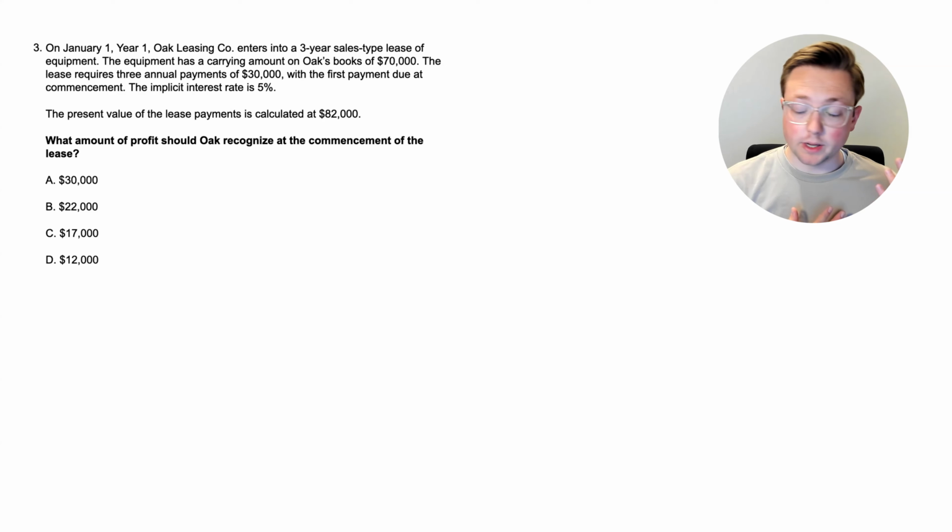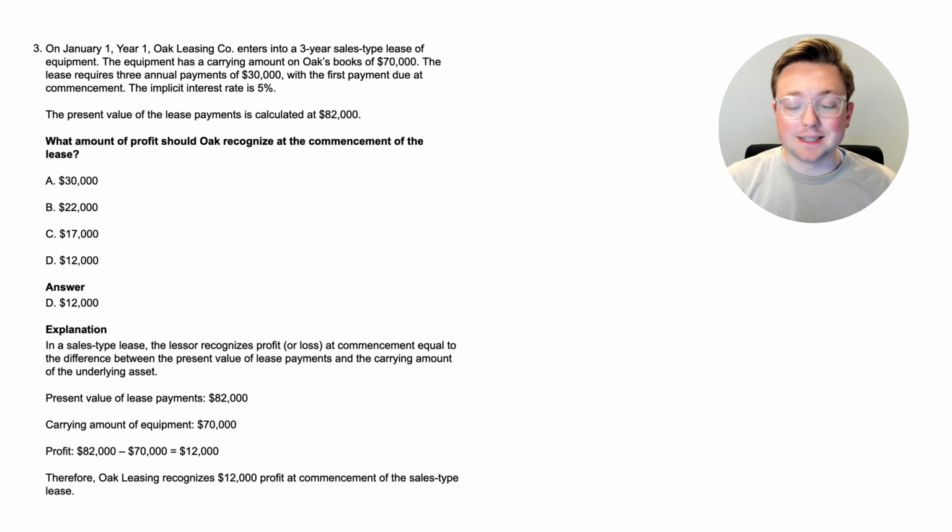So think about this. We talked about some of this in question 2. Do your best to think through this, and when you're ready, come back. We'll look at the answer together. All right, here we are at the answer D, $12,000. So this is a little bit different than what we did in question 2, but some of the same elements. In a sales type lease, which by the way is a finance lease, but it's one of the different finance leases for a lessor, the lessor recognizes profit or loss at commencement equal to the difference between the present value of lease payments and the carrying amount of the underlying asset. So present value of lease payments, $82,000, carrying amount of the equipment, $70,000, so the profit is $12,000. They recognize a $12,000 profit at commencement of the sales type lease.